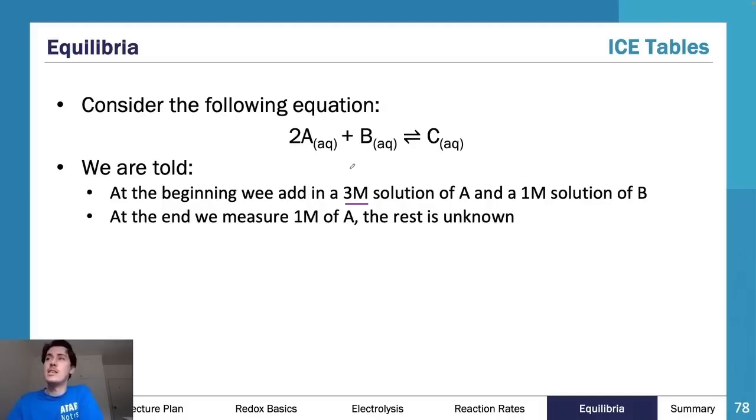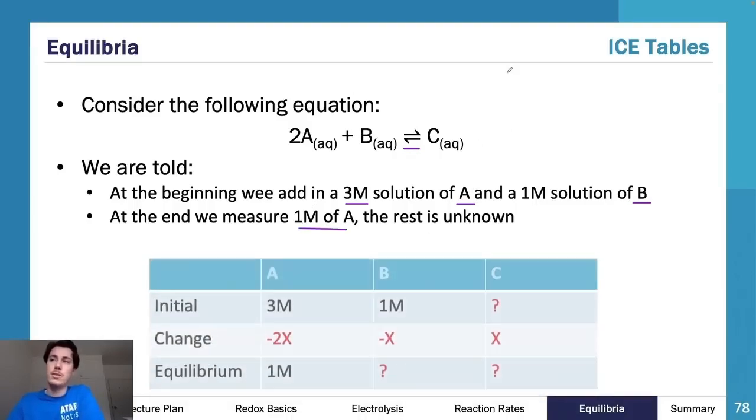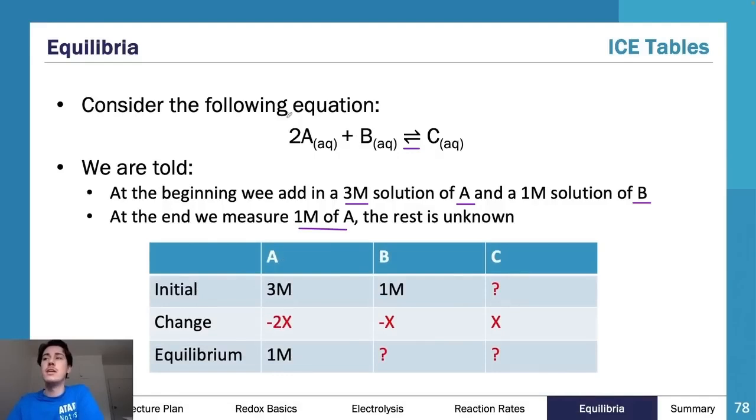So as you can see here, we've got an equation. It's 2A plus B goes to and comes back to C. So this is a double arrow, so it says we've got an equilibrium system. At the beginning, we add 3 moles solution of A and a 1 mole solution of B. So we've got 3 moles of this, 1 mole of this. At the end, we measure 1 mole of A. The rest is unknown. So this is essentially what my diagram looks like at the moment. This is essentially what it should look like. This is what my ICE table should look like.